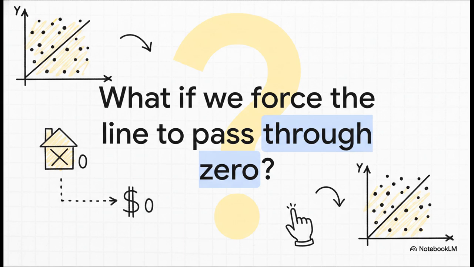All right, but now let's throw a wrench in the works. Let's get a little tricky. What happens if we add a new rule? For instance, it kind of makes sense that a house with zero size should have a price of zero, right? So what if we force our line to go through the point (0, 0), the origin? You might think that's a good idea, but it has a really surprising and important consequence.